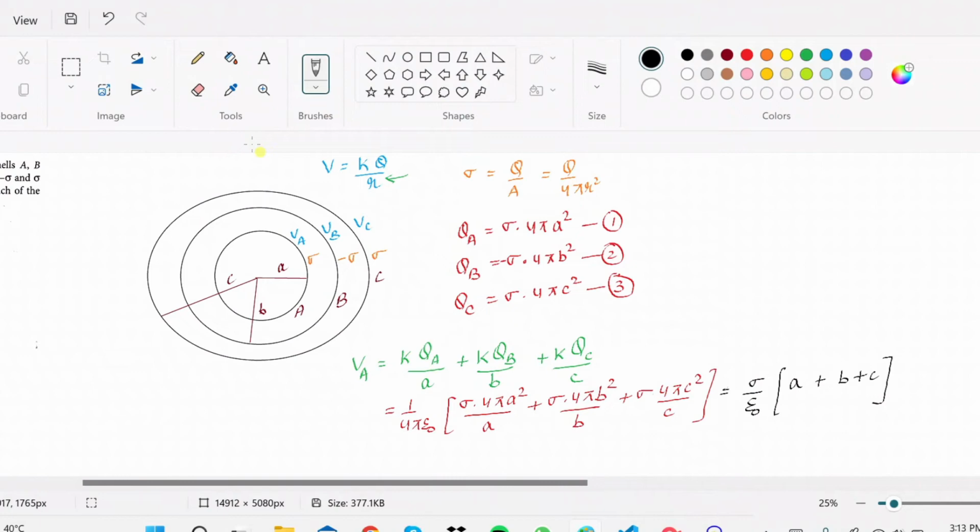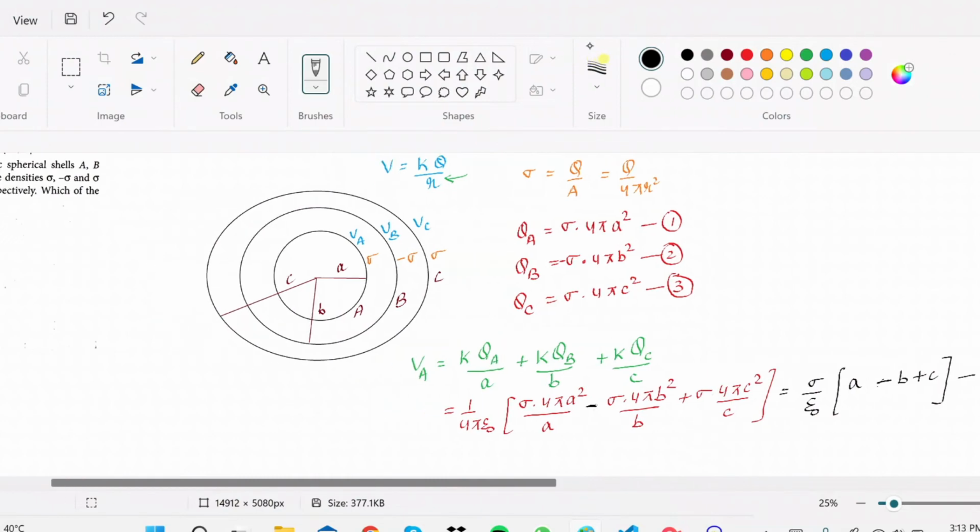I have done a small mistake. Now I got your message. The sigma must be negative from equation 2. So since it is negative, this B term will be negative, so there is a negative sign here. So this is your potential due to the first shell, equation number 1. I hope this is clear to all of you.